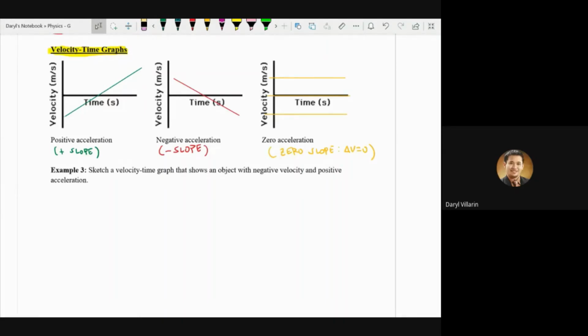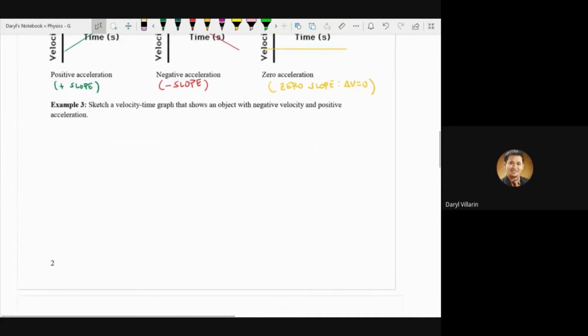Okay, so let's take this example number 3 here. Sketch a velocity time graph that shows an object with negative velocity and positive acceleration. So how can we sketch a graph that has a positive acceleration but negative velocity?